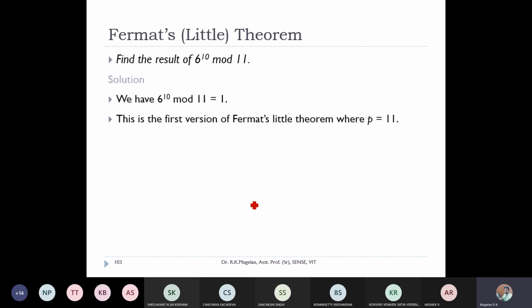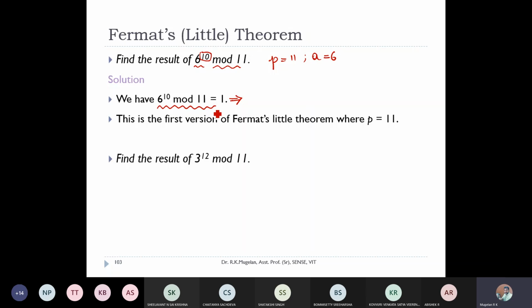Under these conditions, you can solve the numericals easily using these two theorems. We'll see an example here. They're asking you to find the result of 6 power 10 modulo 11. Here your p is 11 and your integer a is 6. And you can see the power is p minus 1, that is 10. So you can blindly write 6 power 10 modulo 11 as 1. You can cross check this using a calculator also. If you go for 6 power 10 and take mod 11, it will come to 1. This is the first question of Fermat's theorem.